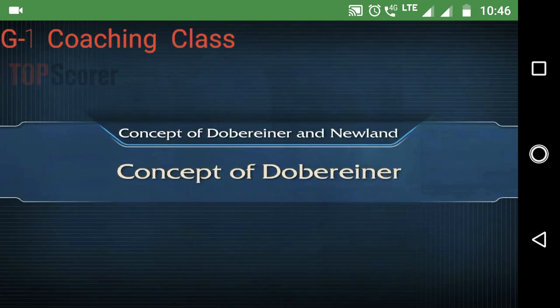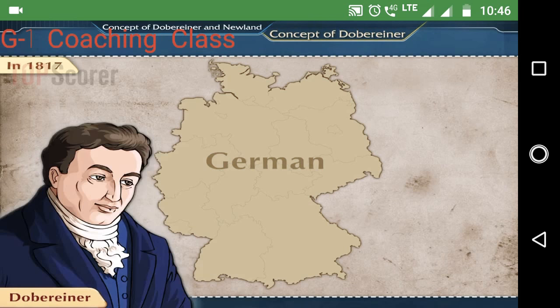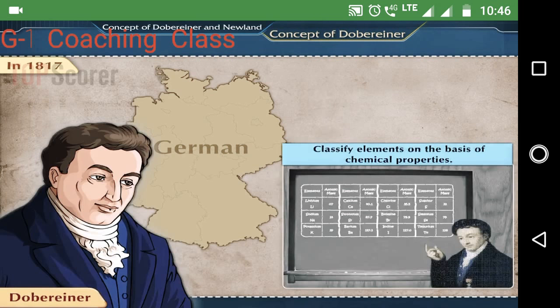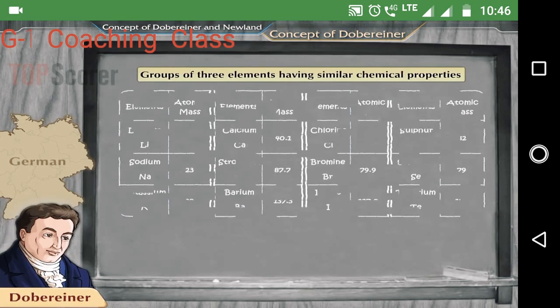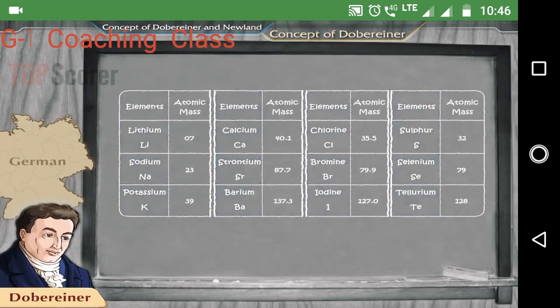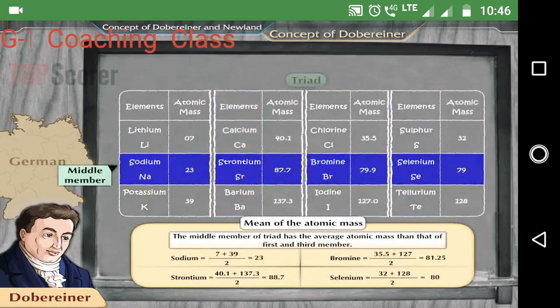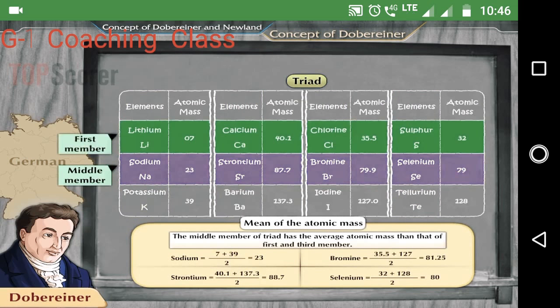Concept of Dobereiner. In 1817, the German scientist Dobereiner began to classify elements on the basis of chemical properties. He showed groups of 3 elements having similar chemical properties. In this kind of arrangement, when 3 elements are arranged in the increasing order of their atomic mass, the middle member of the triad has an atomic mass that is the average of the first and third members.